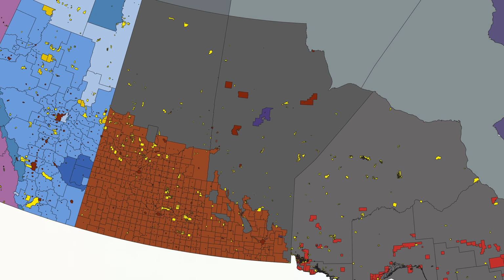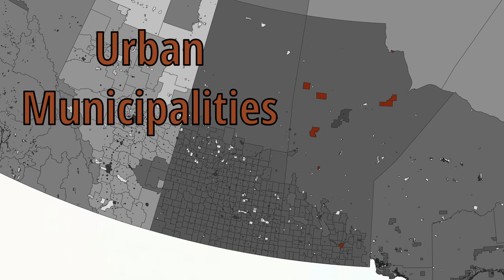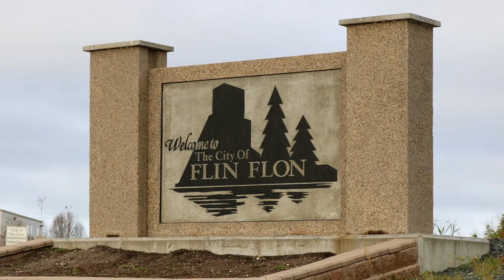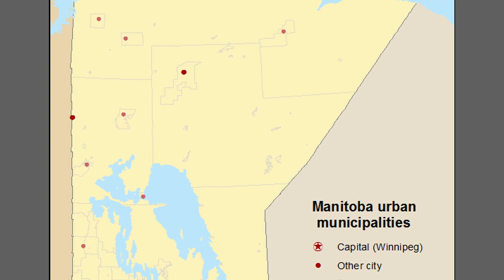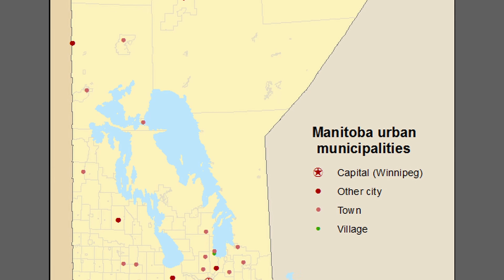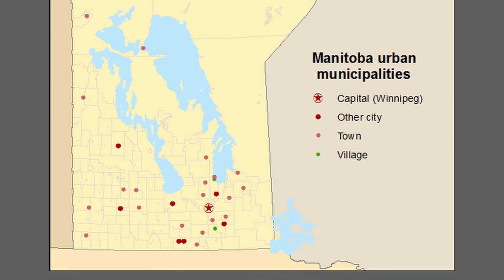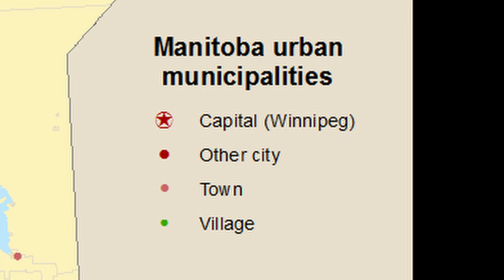Manitoba has just 3 divisions, that being urban municipalities, rural municipalities, and local government districts. Urban municipalities are similar to Alberta's urban municipalities. There are 3 types: cities, towns, and villages. An urban municipality can only form once it has at least 1,000 residents and a population density of at least 400 residents per square kilometer. The municipality can then choose to be a town or a village.